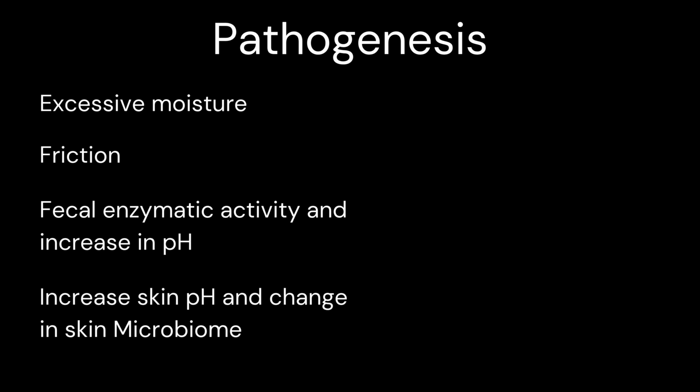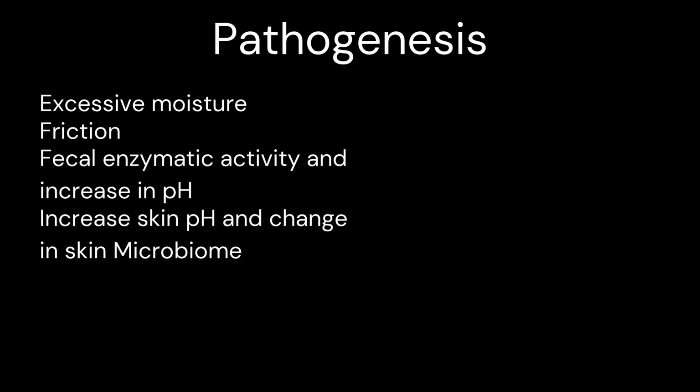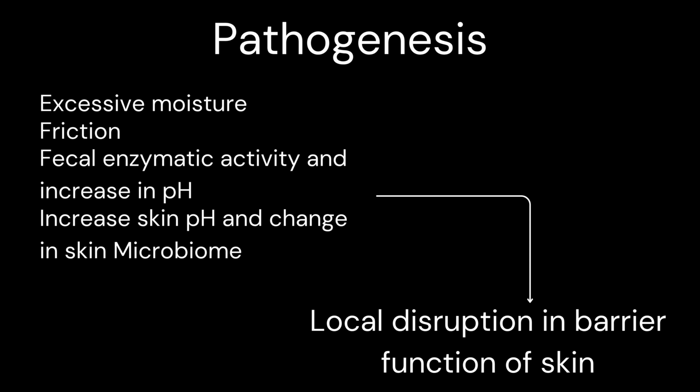Increased skin pH and change in skin microbiome. The normal acidic pH of the stratum corneum has an important role in the formation and maintenance of permeability barrier and in the antimicrobial defense. The elevated pH due to fecal enzymatic activity alters the cutaneous microbiome, making the skin more susceptible to colonization by the organisms commonly found on the skin surface. For example, Staphylococcus aureus and Streptococcus pyogenes, etc. All these factors lead to local disruption of the skin barrier function and cause diaper dermatitis.